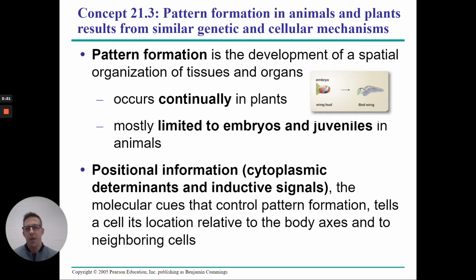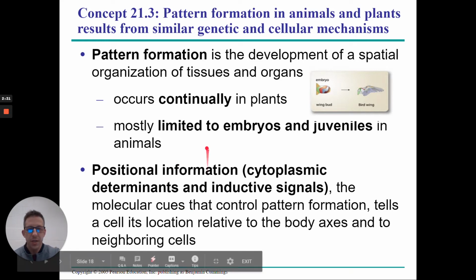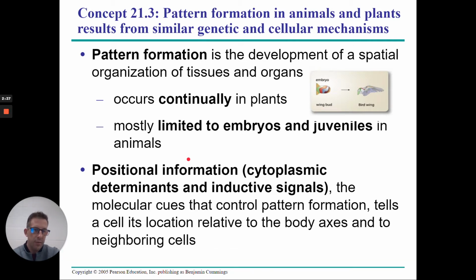So in animals, pattern formation is pretty much complete by the time they're born or very, very early on in their lives. Okay. Now, the stuff that is responsible for this pattern formation is called positional information. Positional information is a generic term that kind of encompasses stuff that we've already talked about. Positional information is basically a term that means chemical messages, right? Chemical messages that we've already talked about are cytoplasmic determinants and inductive signals. That was one of the ways that we ended up the last video, talking about cytoplasmic determinants and their role in the determination and differentiation of cells, as well as inductive signals.